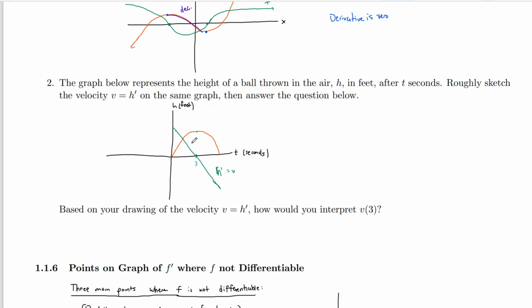Now it doesn't have to be a perfect line. I'm just estimating because that's all I can do. Now it says, based on your drawing of the velocity, how would you interpret v of 3?